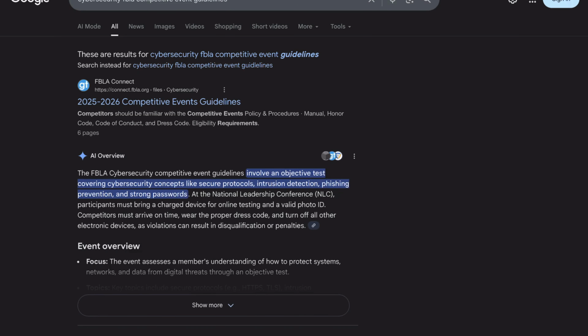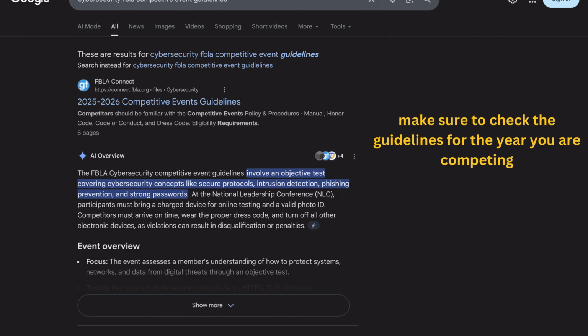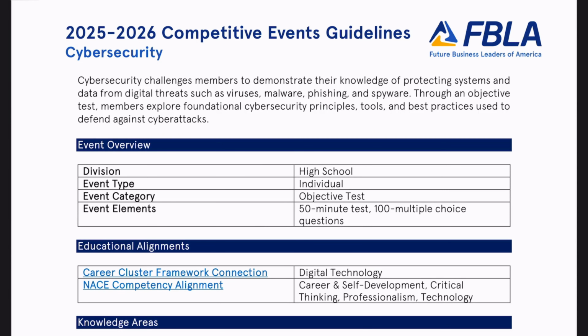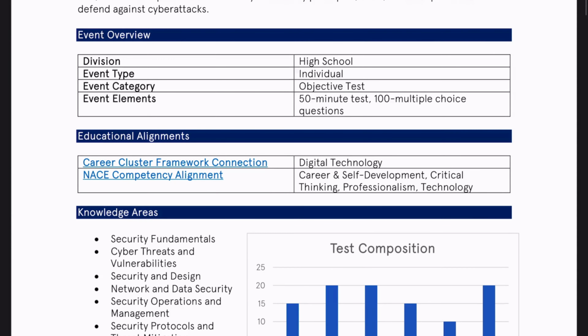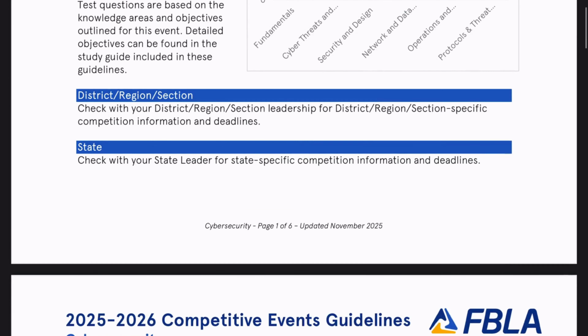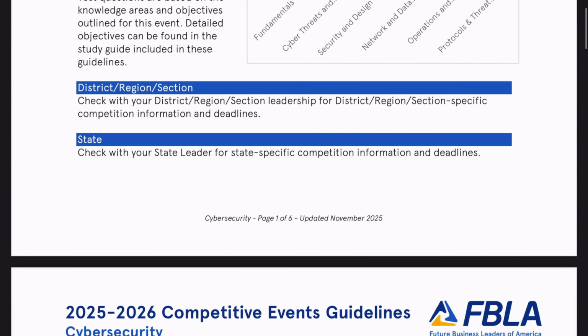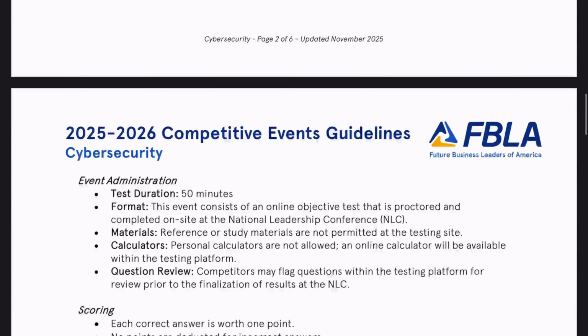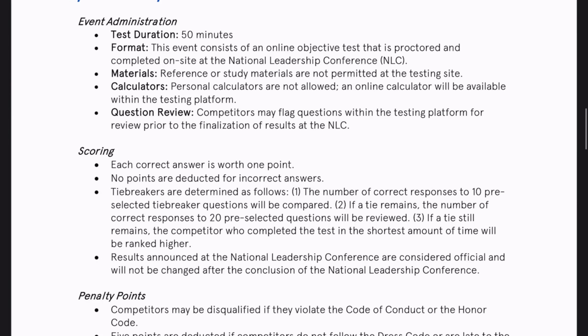Likely, the first link that's going to show up is the 2025-2026 Competitive Event Guidelines right here. You're going to click on this link, and this is going to take you to the National Competitive Event Guidelines for whatever event you're looking for. It gives you an event overview showing you that this is an objective test, 15-minute test with 100 multiple choice questions. It gives you a brief summary of the knowledge areas and the test composition, information about your district, about your state, and then also eligibility requirements, things about the administration, scoring, etc.